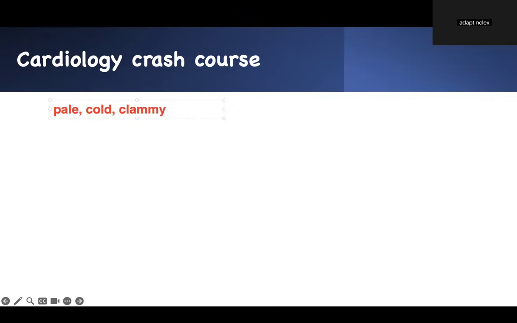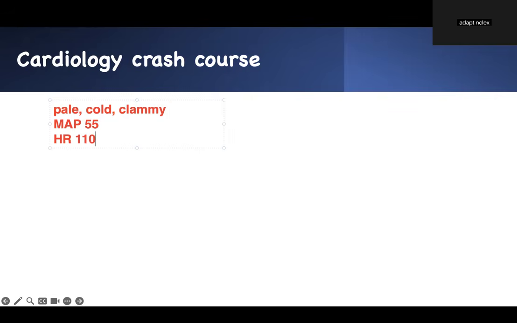A pale patient who is cold and clammy, his MAP is what? 55. That's mean arterial pressure. This is hypotension. And his heart rate is what? 110. What is wrong with this patient?